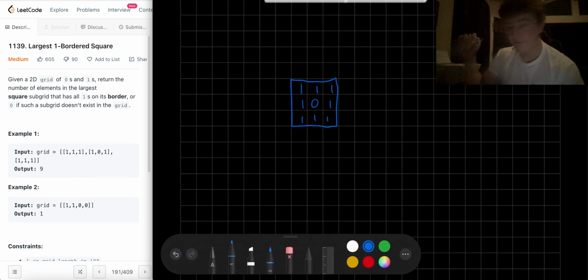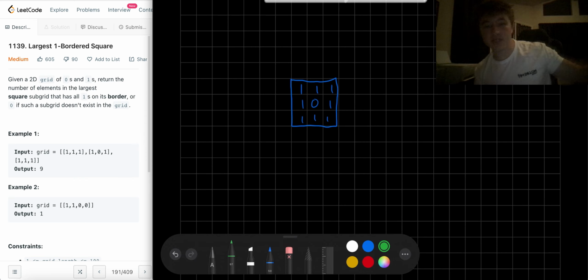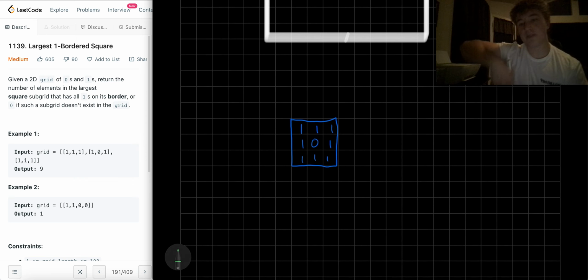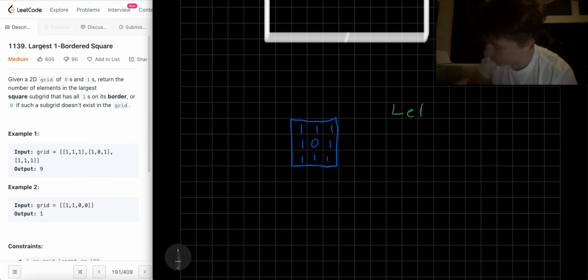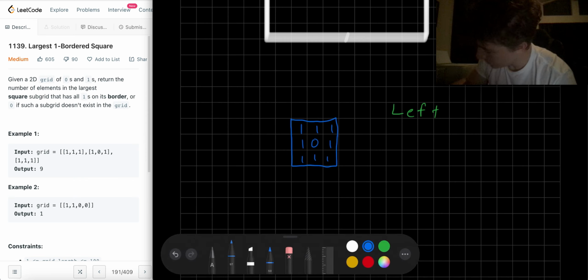And then we'll create 4 arrays. One that tells us the length of the lines above us, one that tells us the length of the lines below us, one that tells us the length of the lines to the left of us, and one that tells us the length of the lines to the right of us. So we'll have this left one. We'll call it left, I guess. Very original. Right, and this will tell us the length of the limbs to the left.